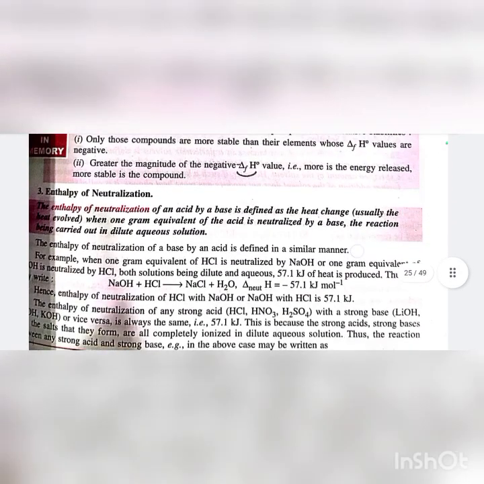So next is enthalpy of neutralization. The enthalpy of neutralization of an acid by a base is defined as the heat change when 1 gram equivalent of the acid is neutralized by the base, the reaction being carried out in dilute aqueous solution. The enthalpy of neutralization of a base by an acid is defined in a similar manner. For example, when 1 gram equivalent of HCl is neutralized by NaOH or 1 gram equivalent of NaOH is neutralized by HCl, both solutions being dilute and aqueous, 57.1 kilojoule of heat is produced.